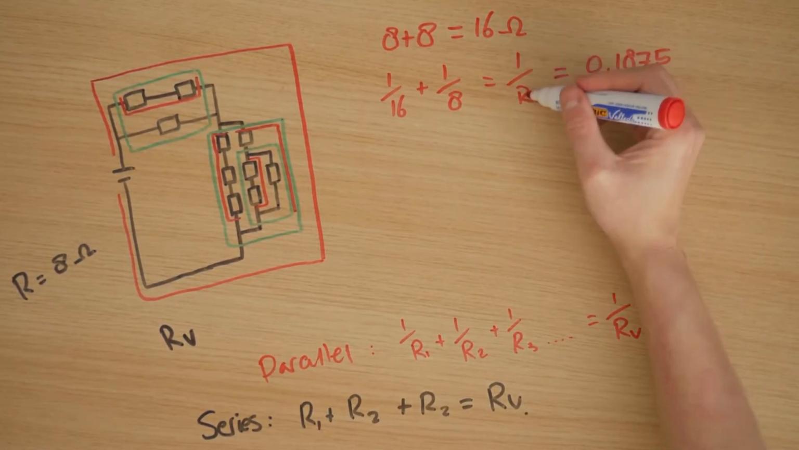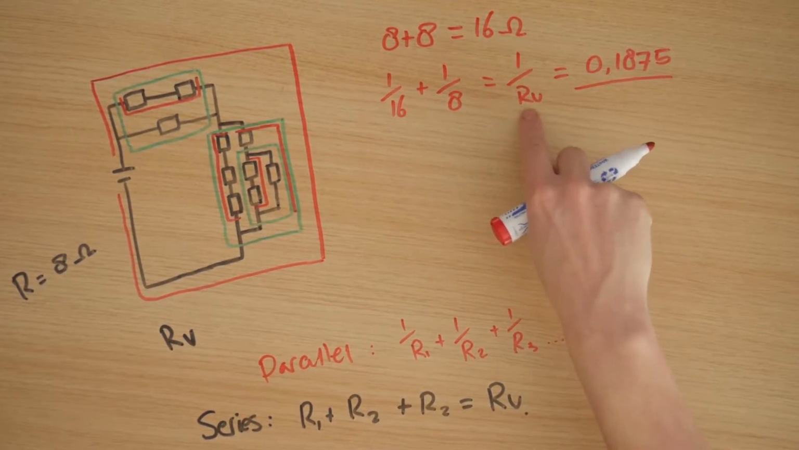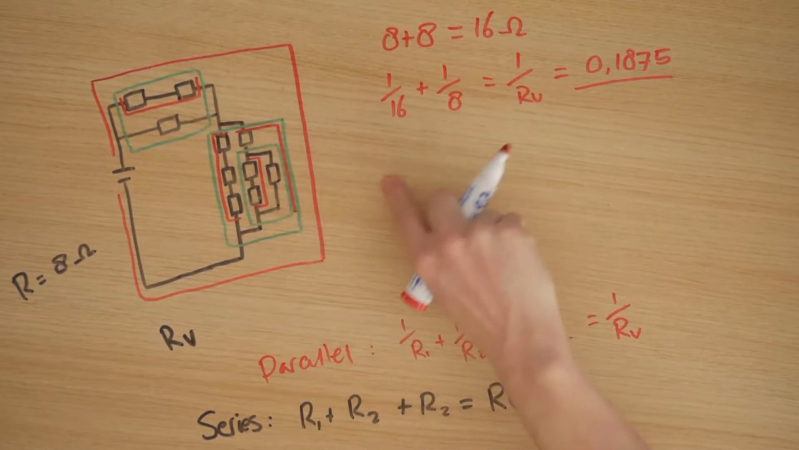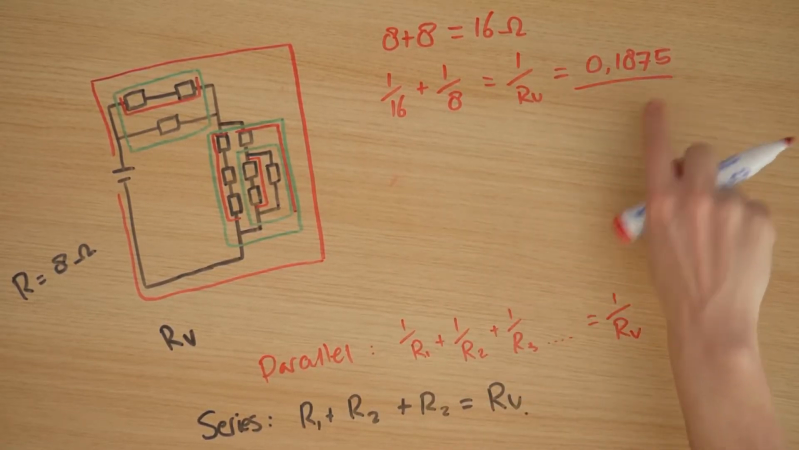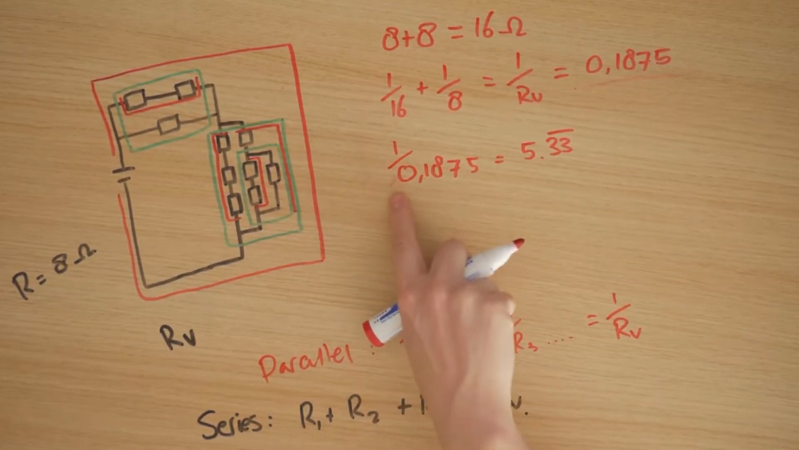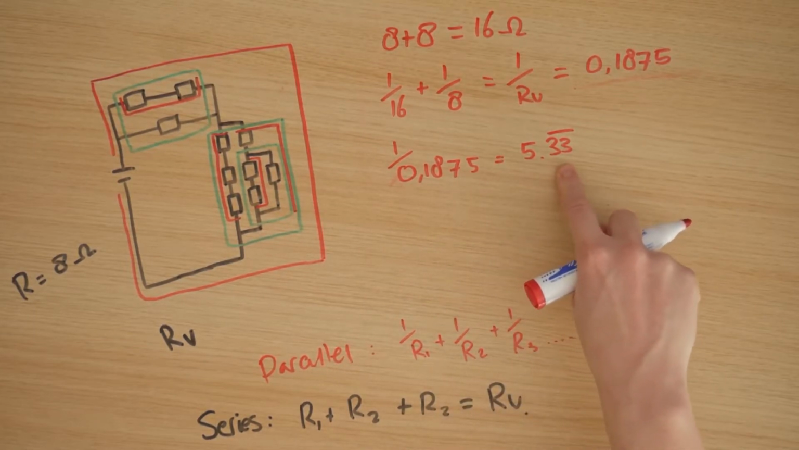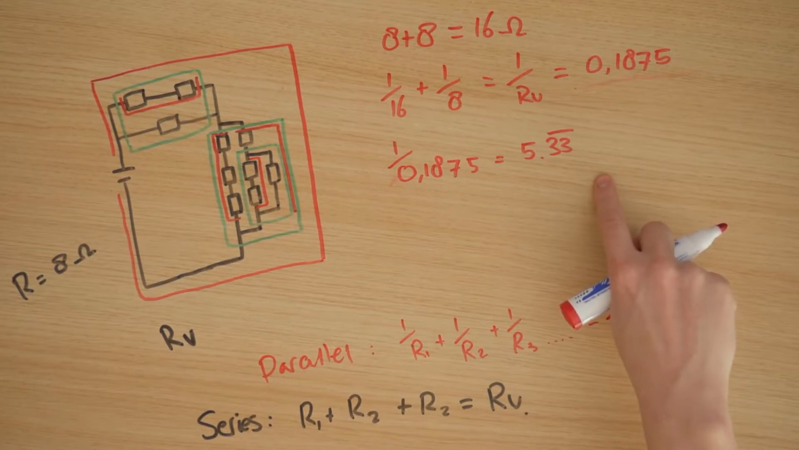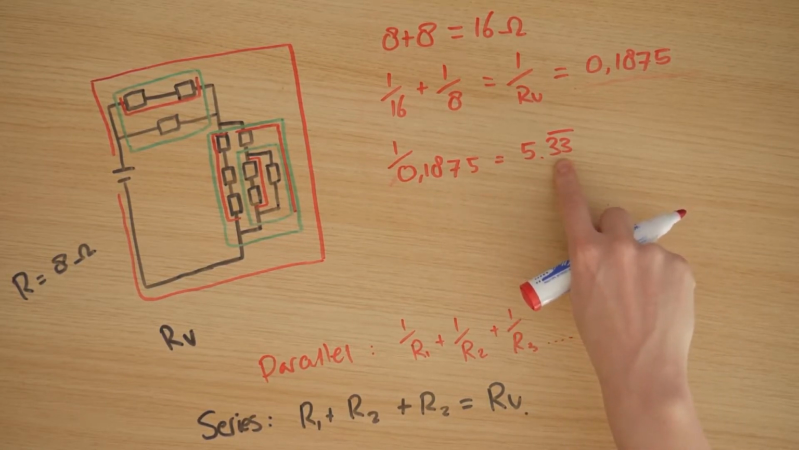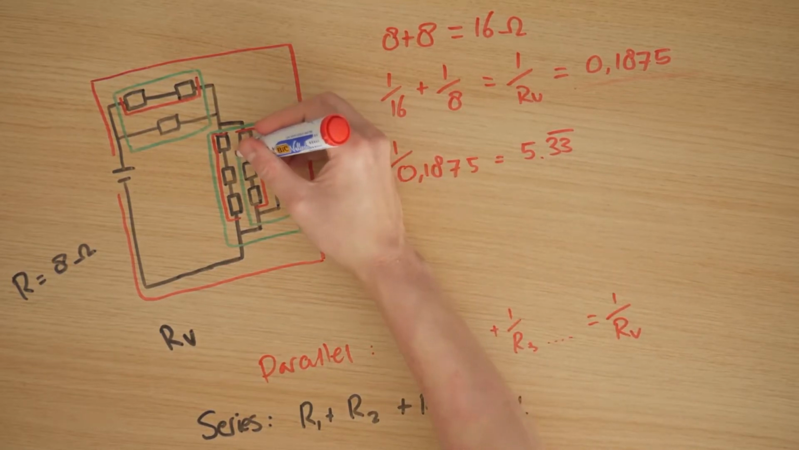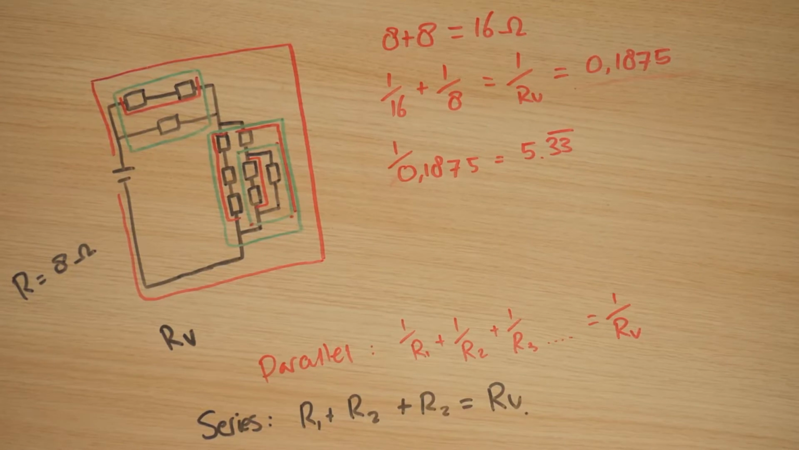But that's 1 over RV. I don't want to know 1 over RV. I want to know RV. We're going to replace it with a resistance. We don't want 1 over the resistance. So we got to do 1 over this number, 1 over 0.1875, is 5.33 repeating. So we have found the equivalent resistance of this group. I just marked it at the corners there.